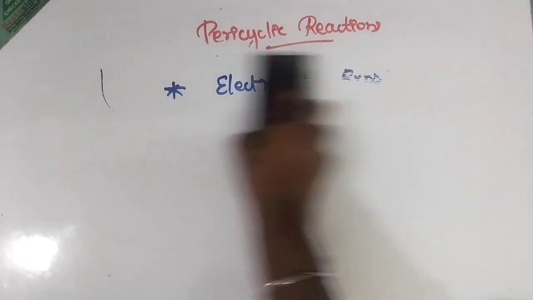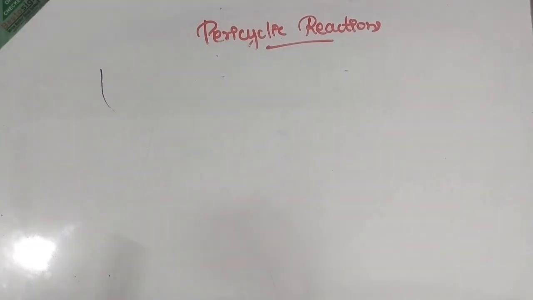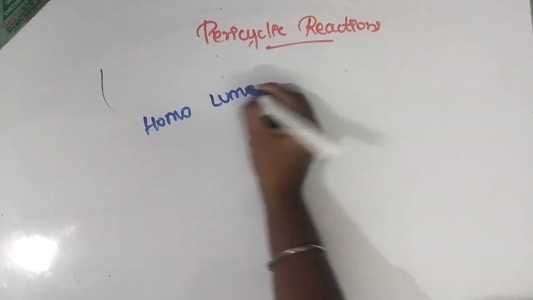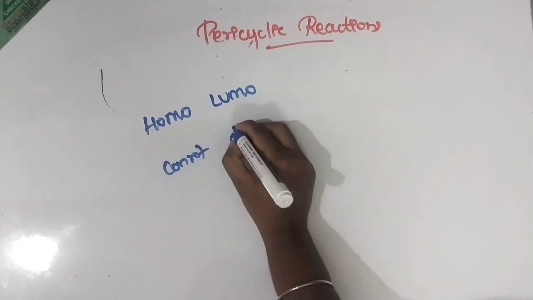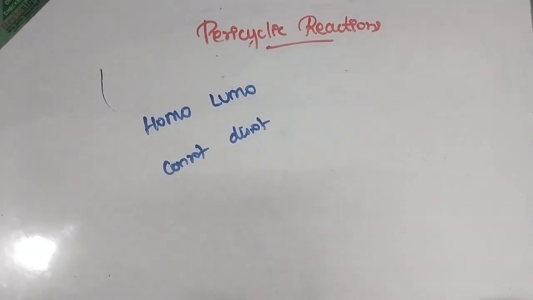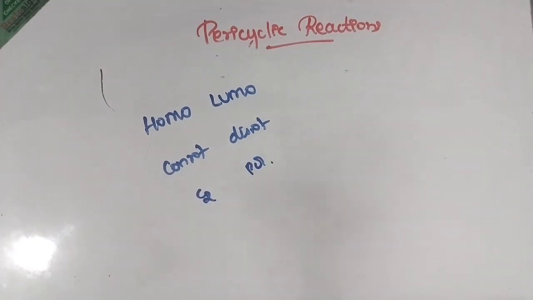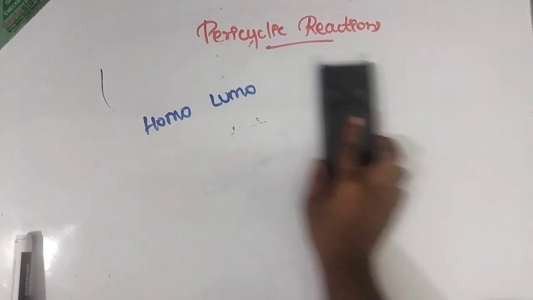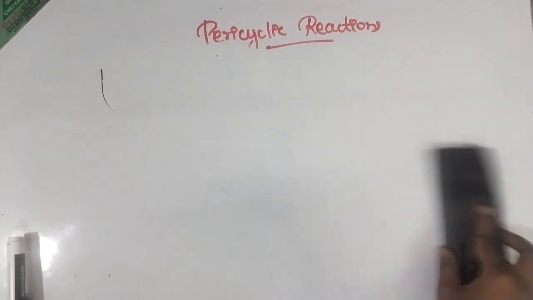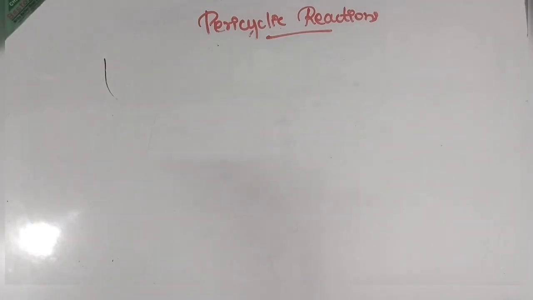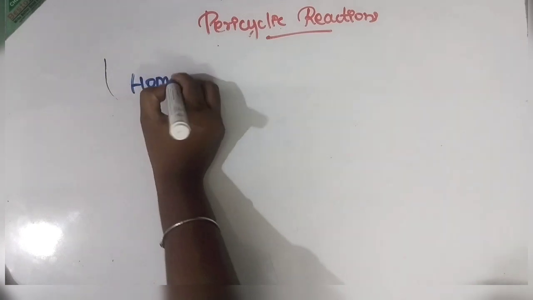And before moving on to the electrocyclic reactions, you must understand some basic terms, like HOMO-LUMO, conrotation, disrotation, then C2 axis of symmetry, plane of symmetry. These you must understand before moving on to the topic. Okay, so today in this video we are going to see about the HOMO-LUMO concept. In CSIR they have asked many questions in calculating the number of nodes and then HOMO and LUMO. Okay, so now we are going to see about the HOMO-LUMO concept.